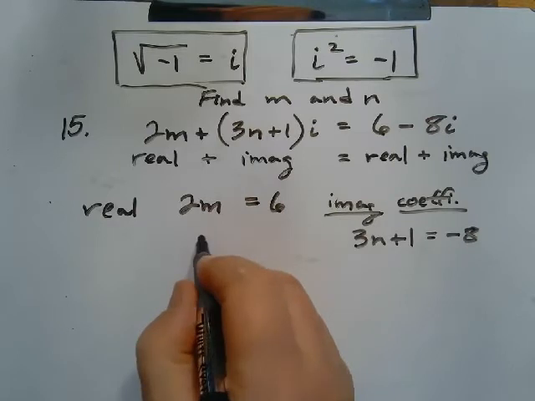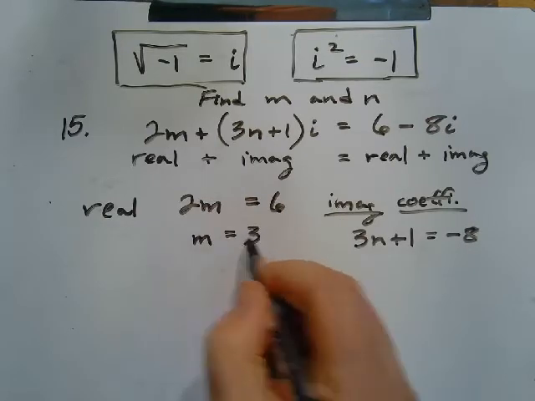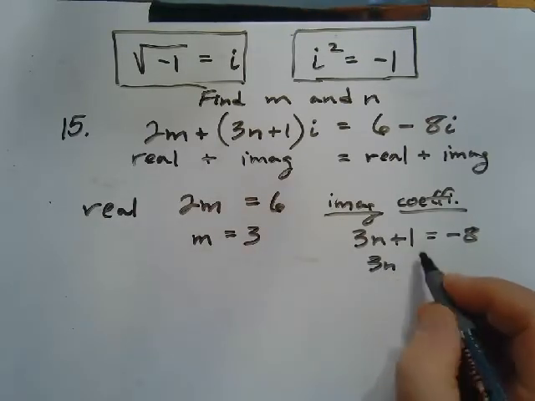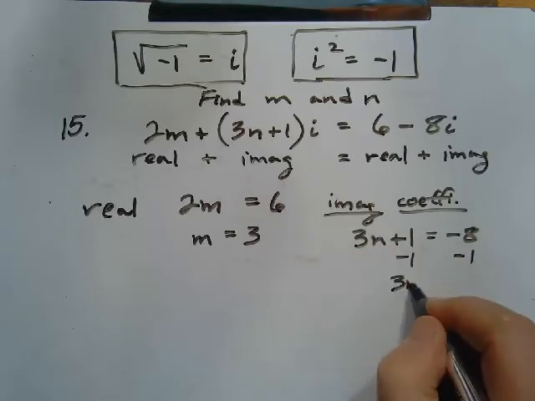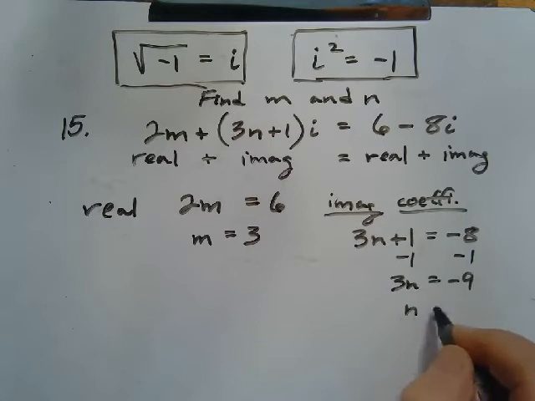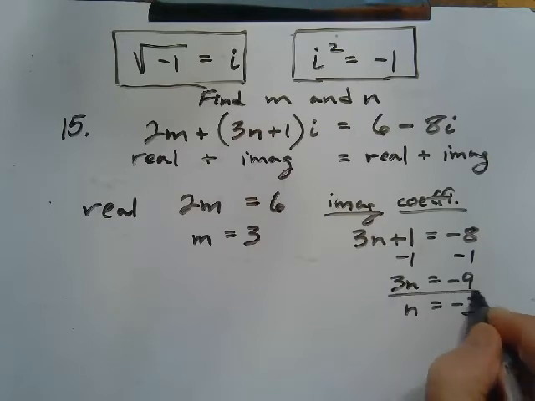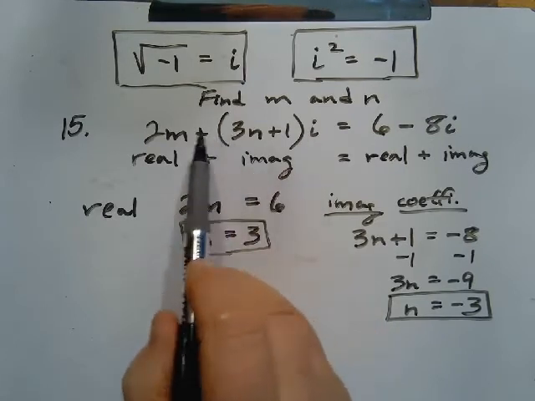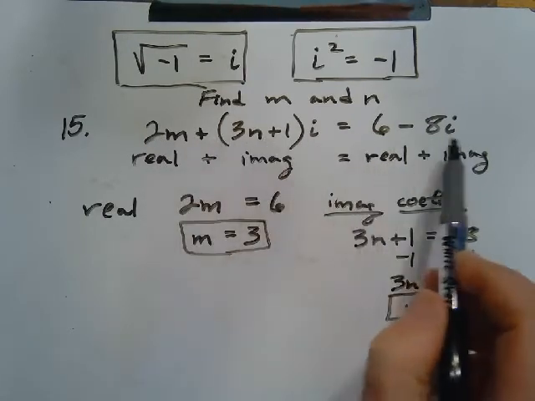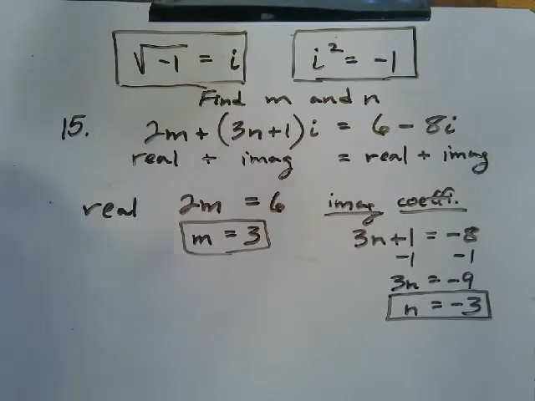So let's solve each one. Here it's easy to see that m is 3. And over here, let's subtract 1 from both sides. 3n is equal to -9, or n is equal to -3. So the only thing you need to notice on this problem is be able to recognize the real parts and the imaginary parts as you're doing those. I'm going to let you do number 16 on your own. And then we're going to tackle problem 17 together. Let's take a look at it.